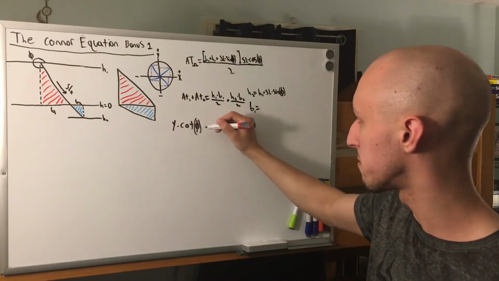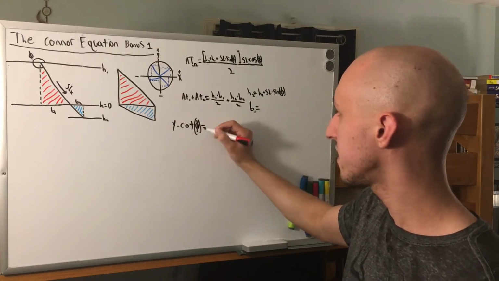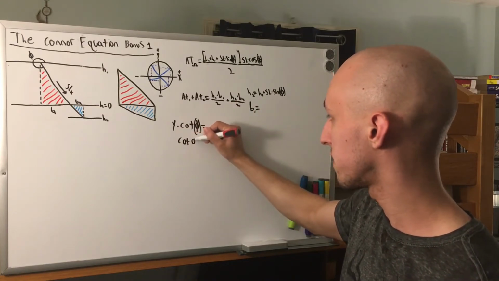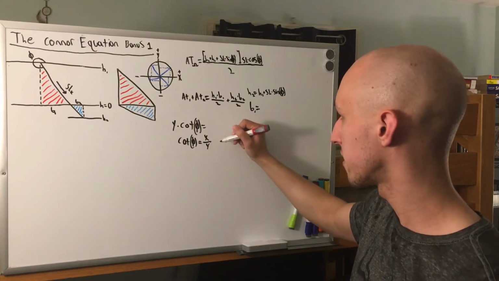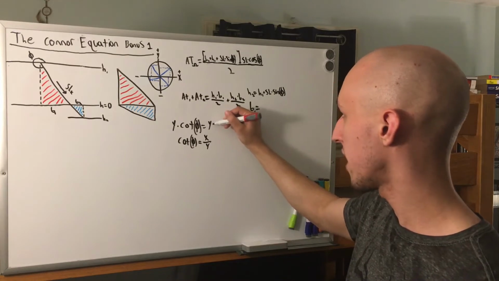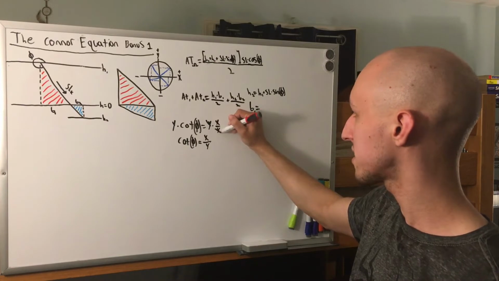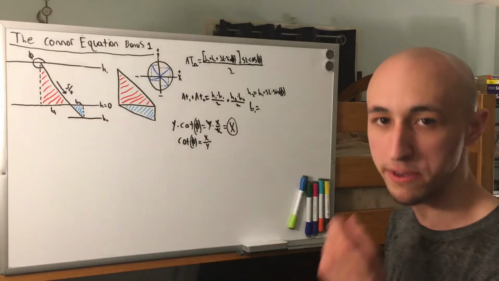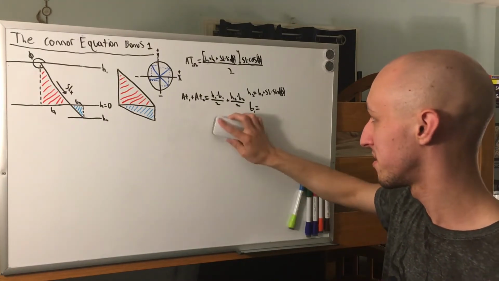I'm going to erase this later, by the way. What this is going to equal is, really quickly, I'm going to also say that the cotangent of phi equals x over y. In that case, this is y times x over y. The y's cancel, and that just equals x, which is what we want. We want the B1 value.